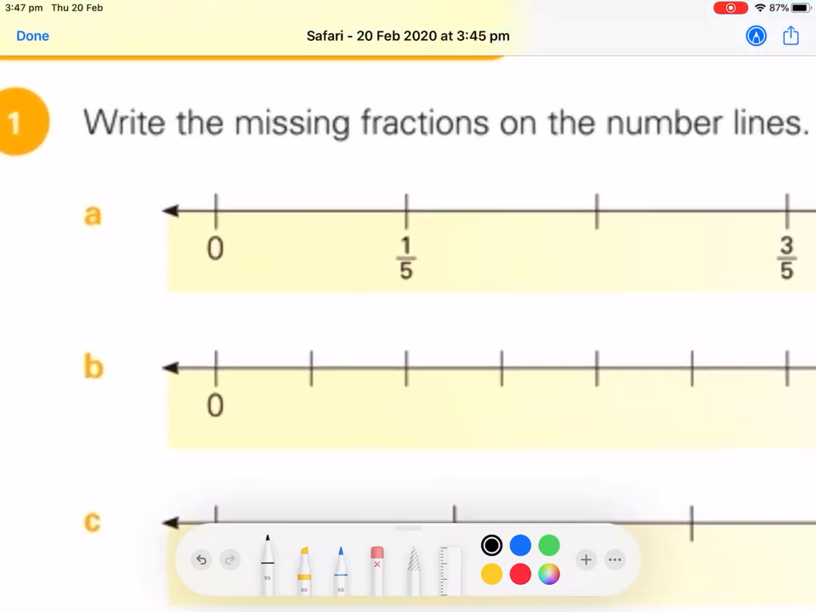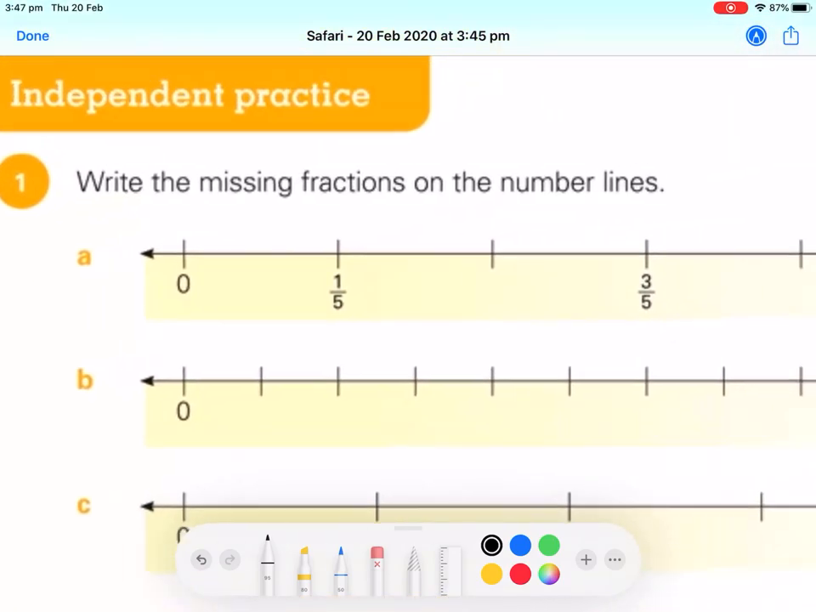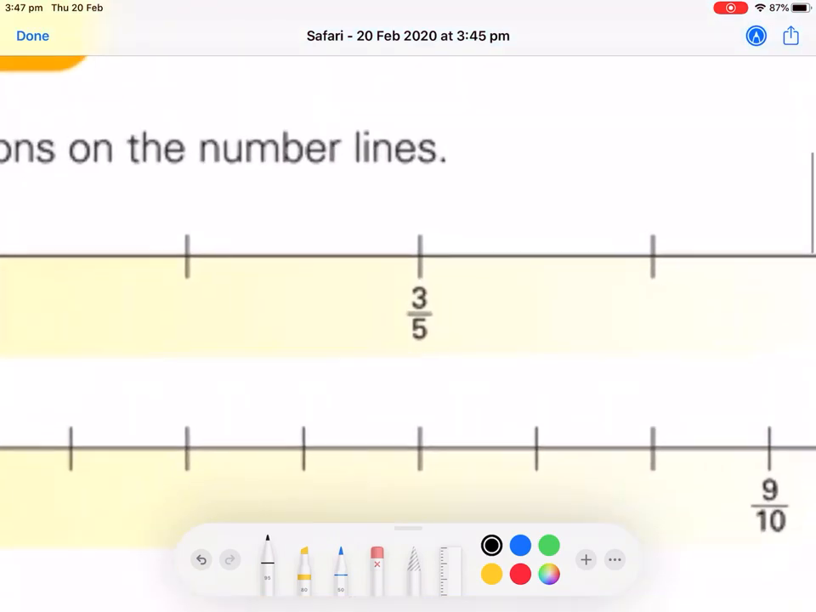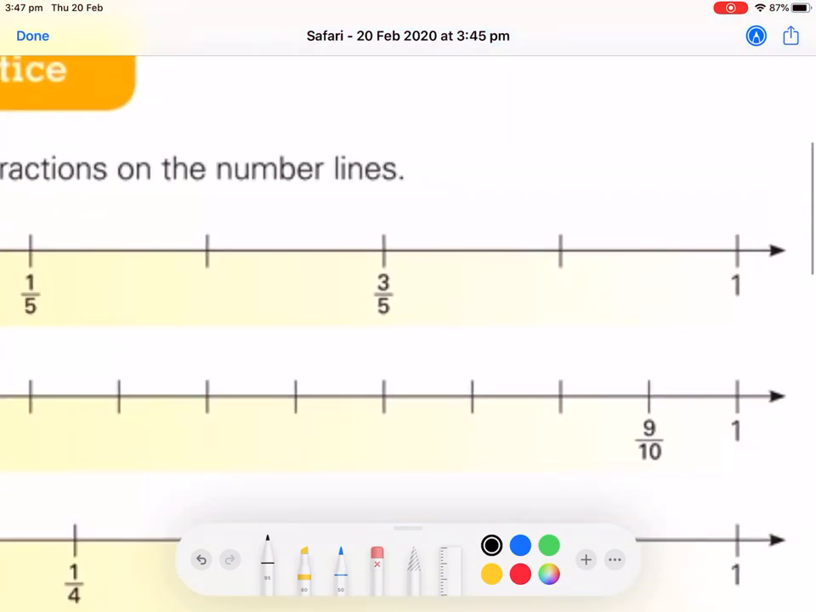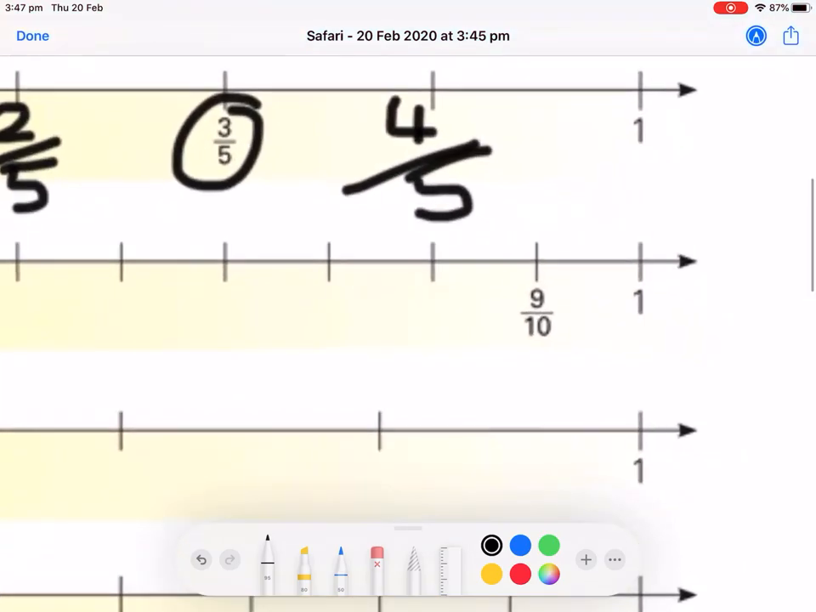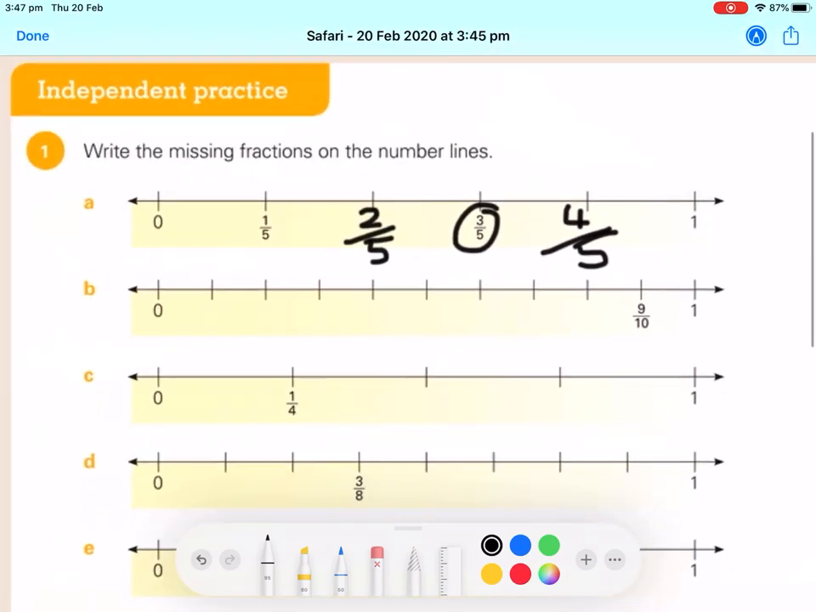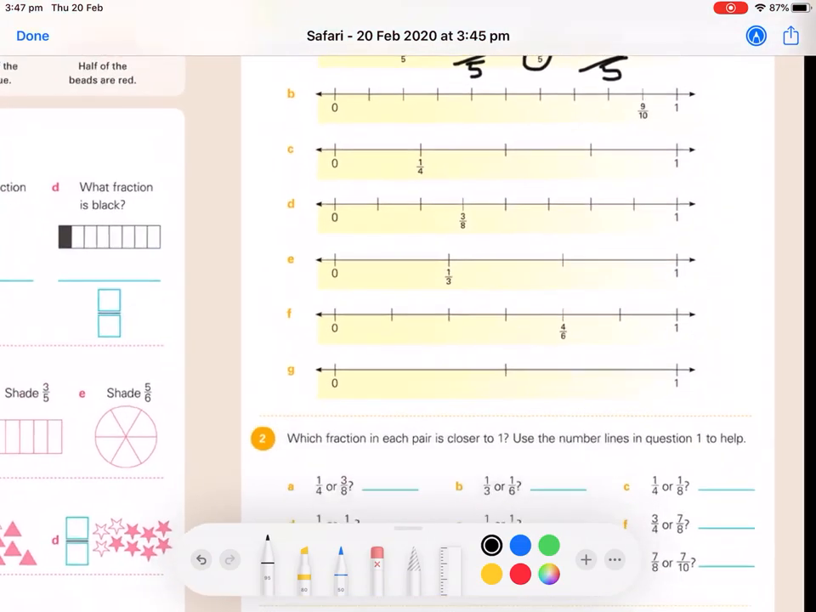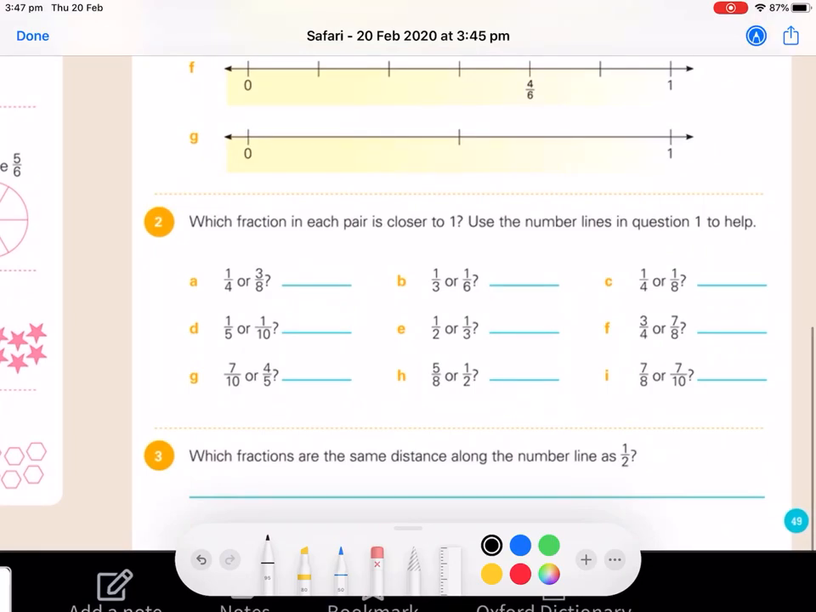Write the missing fraction on the number line. So if we go 0, 1/5, something, 3/5, something, and then 1, I can pretty well be sure that we're moving up in fifths. So we've got 1/5, that one's going to be 2/5, 3/5 is done for us, and then 4/5. So you've got to look at the increments. This next one is broken up into tenths. So you go 1/10, 2/10, all the way to 9/10. Okay, so finish off all of those.